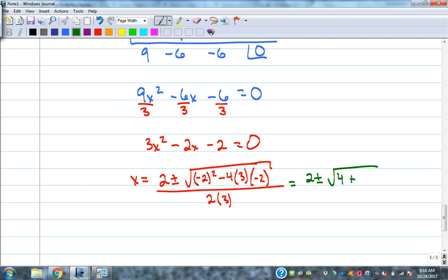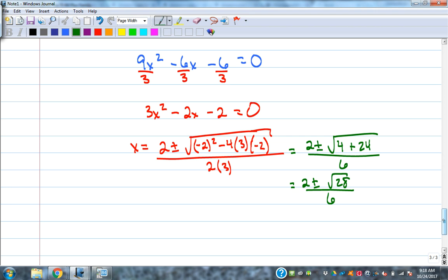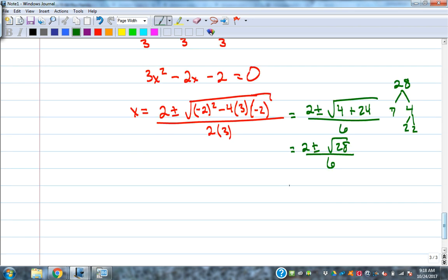4 plus 24, 6. So that's 2 plus or minus the square root of 28 over 6. Ugh. What's 28 break down to? 7 and 4, 2 and 2. So there's a pair of 2's. So that's 2 plus or minus 2 radical 7 over 6.